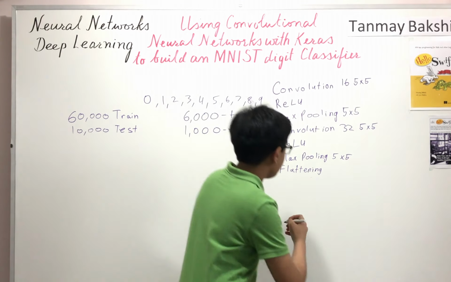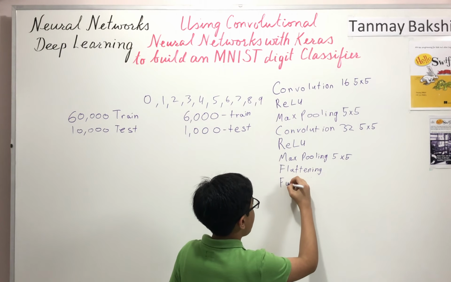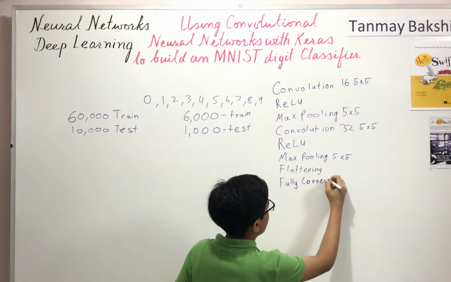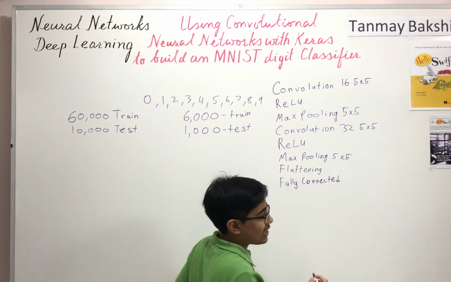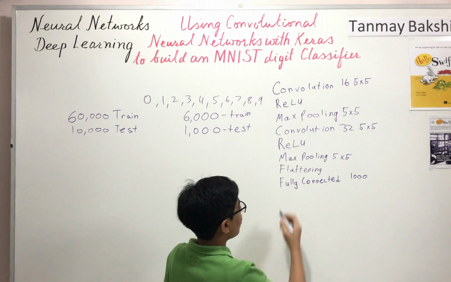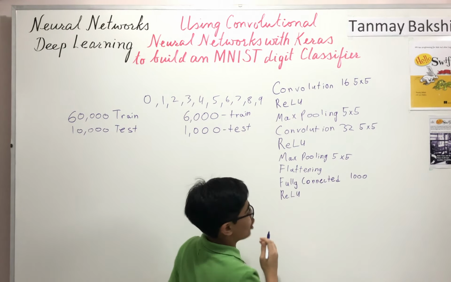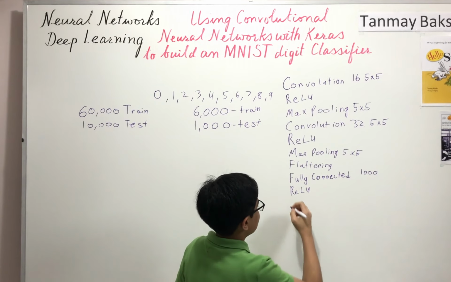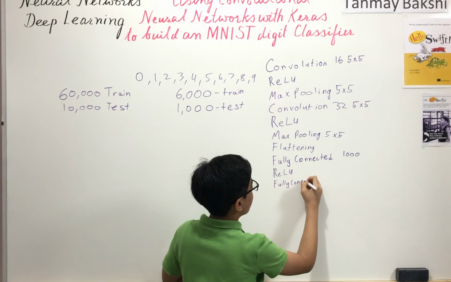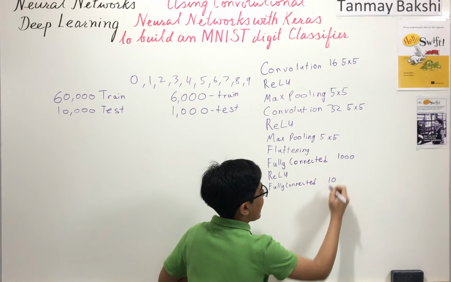So now what we're going to do is have something that convolutional neural networks like to call a fully connected layer. This fully connected layer will have 1,000 output neurons. And we're going to use the rectified linear unit activation function once more. Once that's done, we're going to have one last fully connected layer, and this will finally have just 10 outputs.